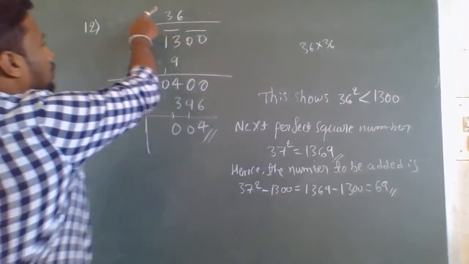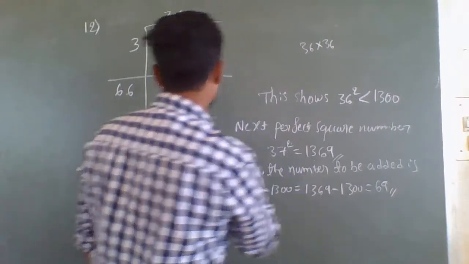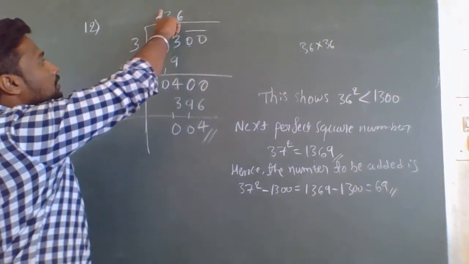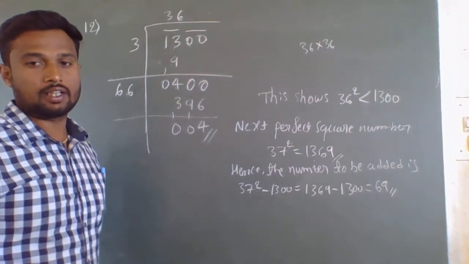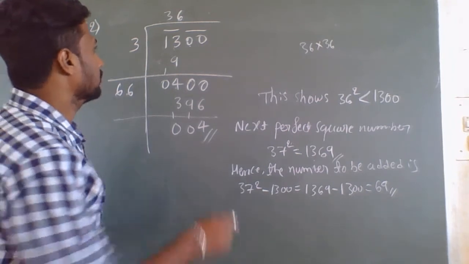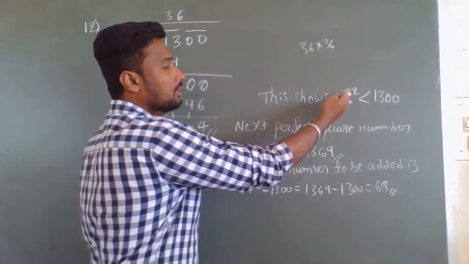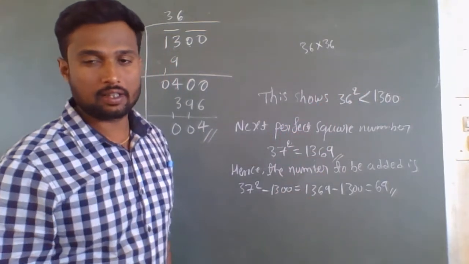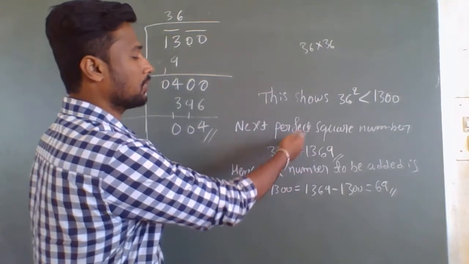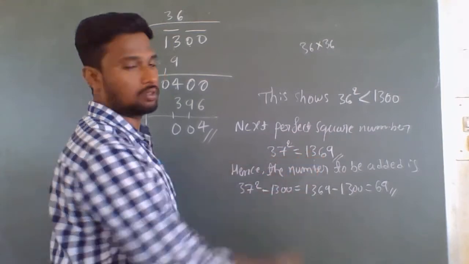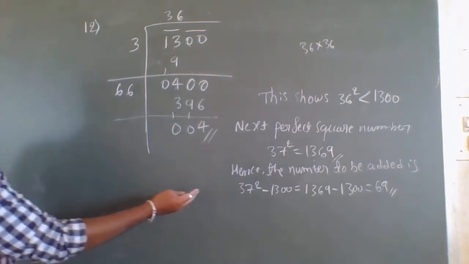Because here we got 36, and this 36 squared is less than 1300. In the question they asked what we have to add to 1300 to get the perfect square. But here 36 squared is less than 1300, so we cannot add any number to 1300. So we will consider the next perfect square number, 37 squared, which is equal to 1369.